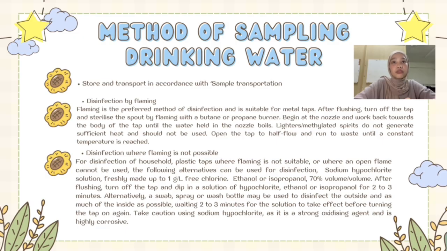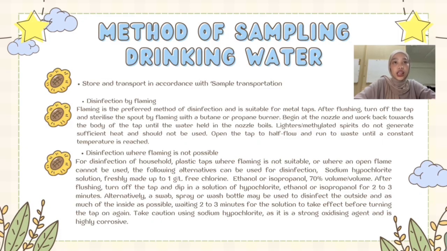Now, I will explain about disinfection where flaming is not possible. For disinfection of household plastic taps where flaming is not suitable or where an open flame cannot be used, the following alternatives can be used for disinfection. Sodium hypochlorite solution, freshly made up to 1 gram per liter free chlorine, or ethanol or isopropanol 70% volume per volume.